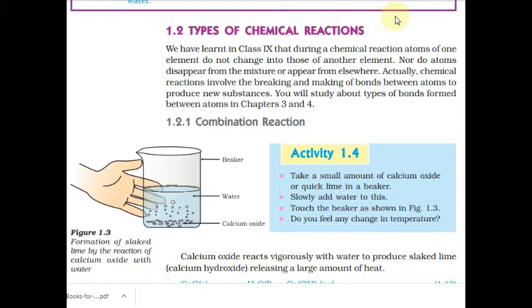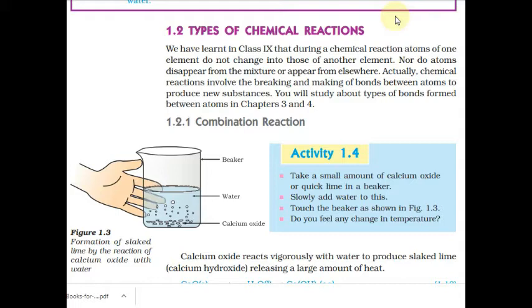First chemical reaction is combination reaction. Combination reaction, decomposition reaction, exothermic reaction, endothermic reaction, displacement reaction, double displacement reaction, reduction, oxidation, these all are the types of reactions. So first of all we are going to see combination reaction.